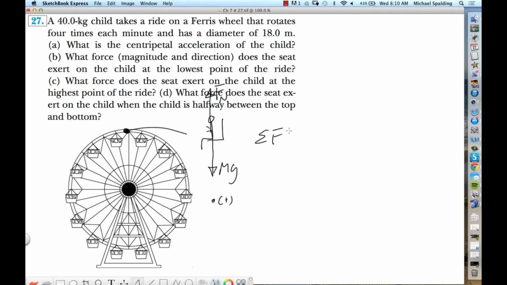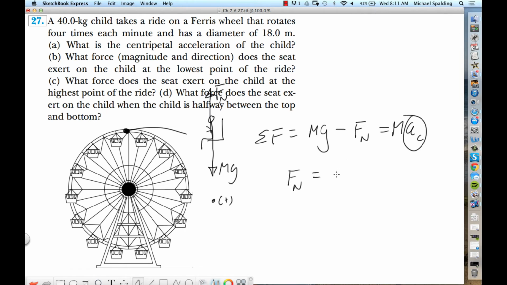Okay, so we sum the forces. So now it's going to be mg minus the normal force, because the normal force points away, equals ma, where that's centripetal, right? And keep in mind, do we know the centripetal acceleration? Yeah, it's 1.58. Okay, so solve for normal force.